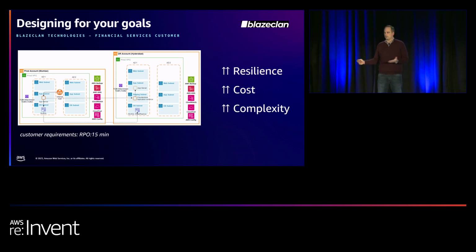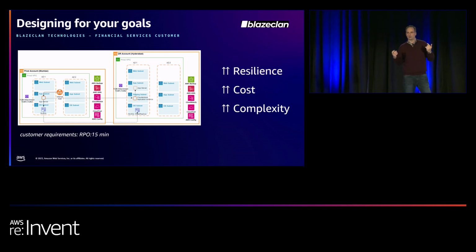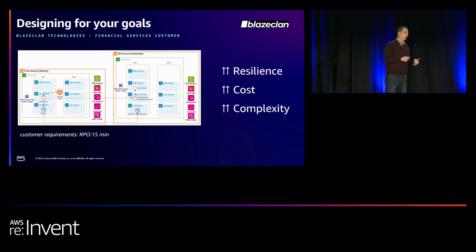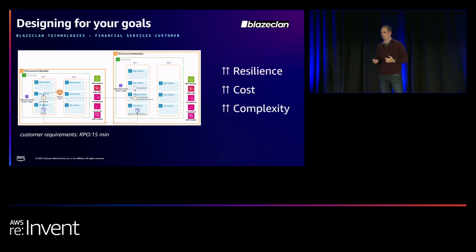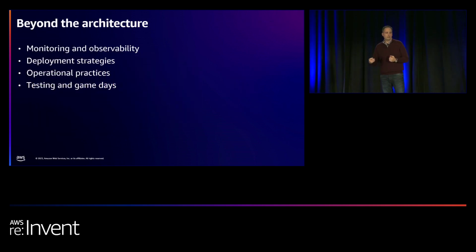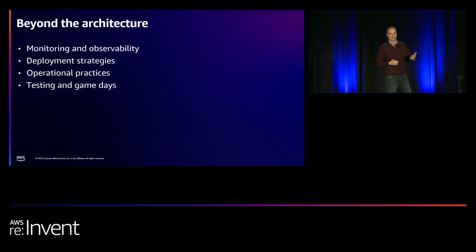Again, the point here is none of these are right or wrong. This is not about telling you you must do it this way or that way. What's important here is that you're working backwards from the customer requirements that you have and then establishing and making architectural choices and trade-offs that make sense within that context. The other thing to keep in mind is when you're designing for resilience, it's not just about the architecture.